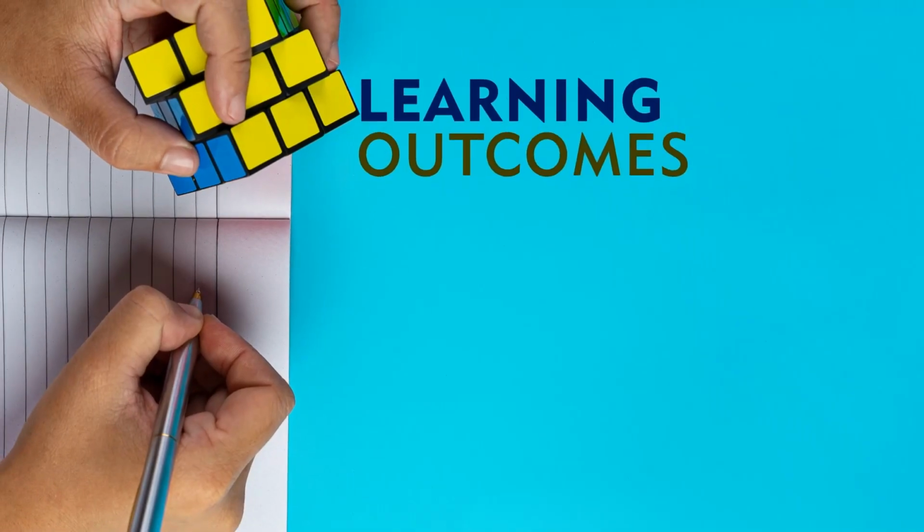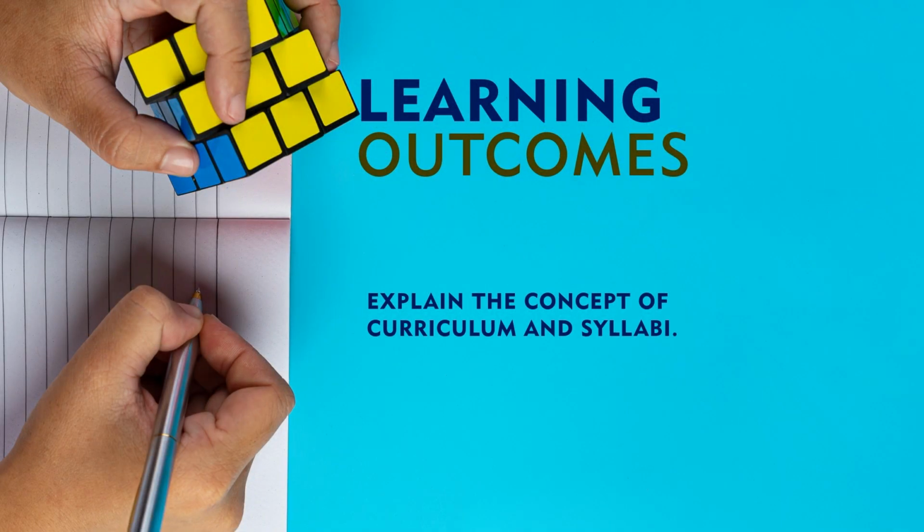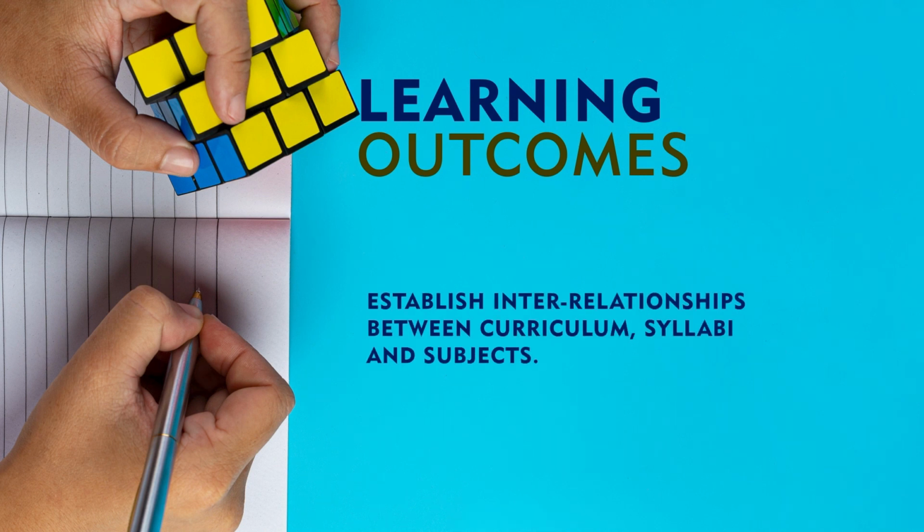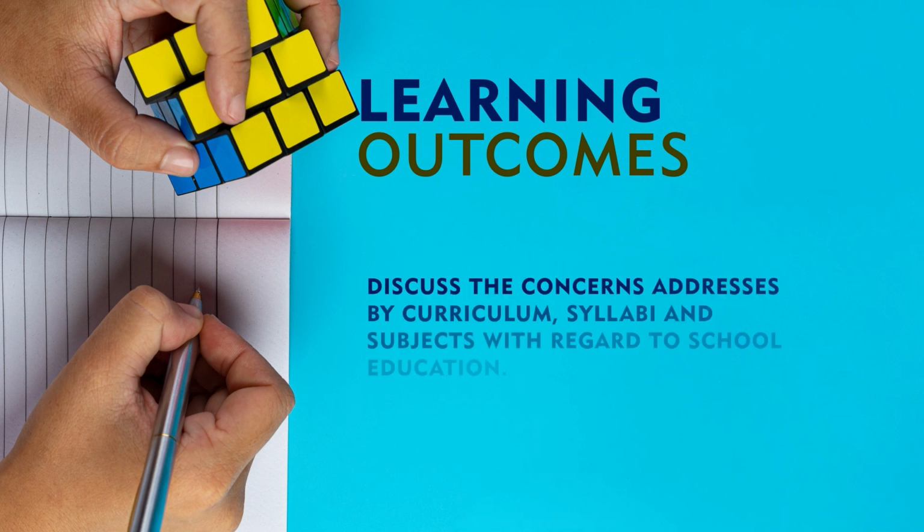Let us now focus upon the learning outcomes. What are the different learning outcomes that you are supposed to achieve after going through this video program? After going through this video program and this part of module 5, you will be able to explain the concept of curriculum and syllabi. Further, you will be able to establish interrelationships between curriculum, syllabi and subjects, and to discuss the concerns addressed by curriculum, syllabi and subject with regard to school education.